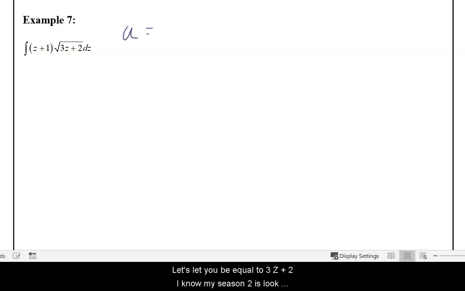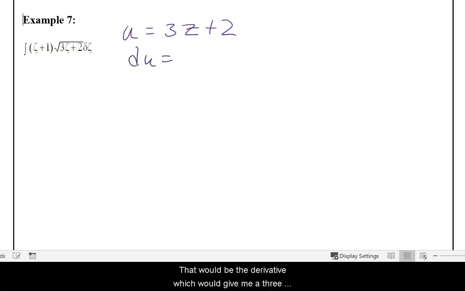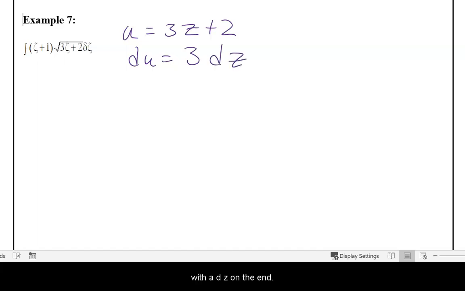Let's let u be equal to 3z plus 2. I know my z's and 2's look identical. However, it's a z if it has the vertical part in the middle. Otherwise, it's a 2. What is the differential du? That would be the derivative, which would give me a 3 with a dz on the end.